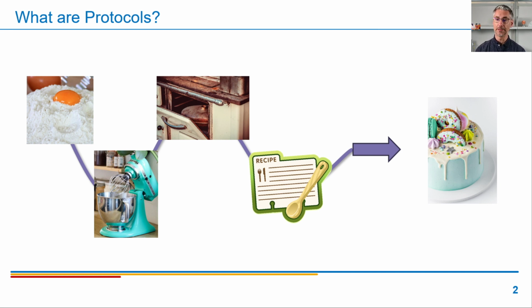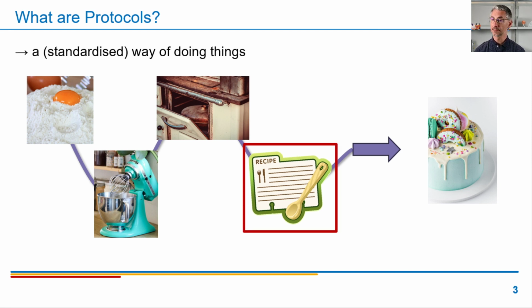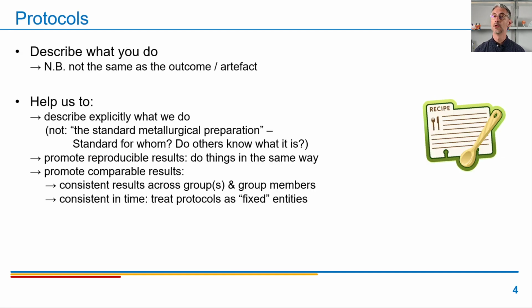We do have our ingredients, so like flour and eggs. We also have devices or instruments like this mixer for example, or the oven where we bake, and we do need to follow a recipe so that our cake is nice and tasty. So in a sense, a recipe is a standardized way of doing things, which is exactly what we want to do with a protocol. So protocols describe what we want to do.